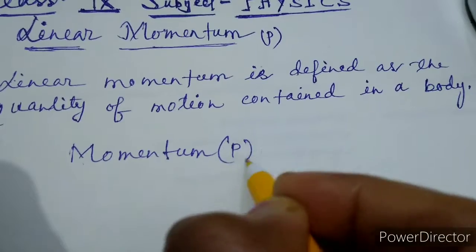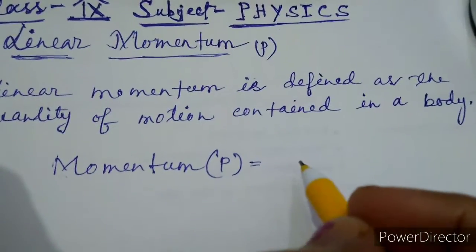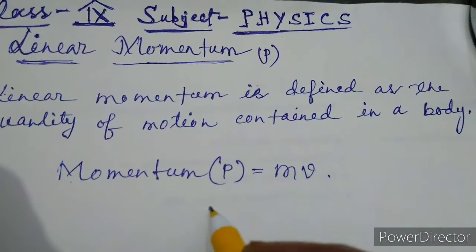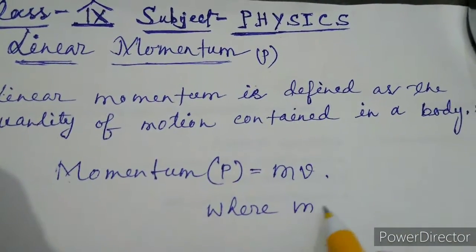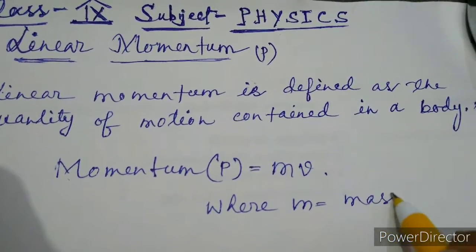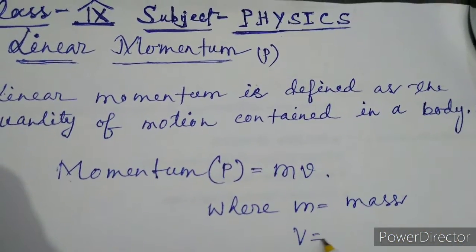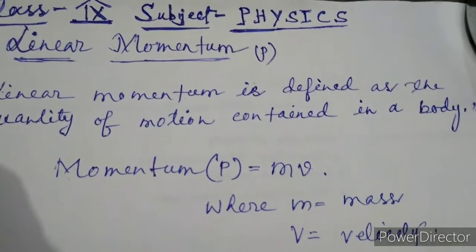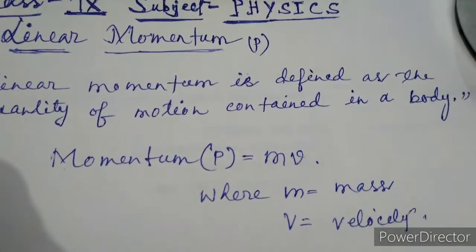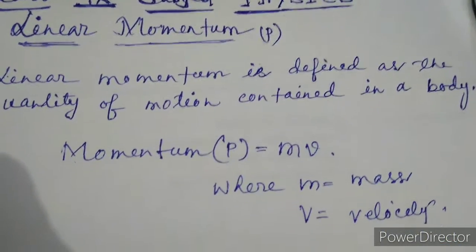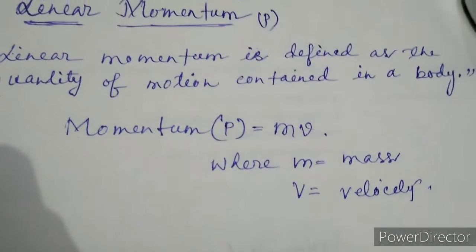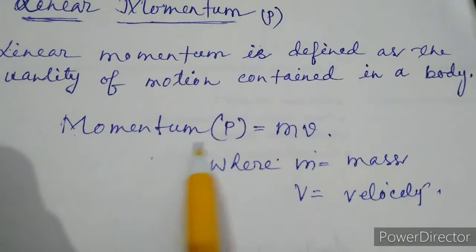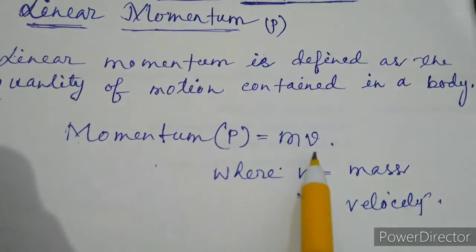Momentum is denoted by capital P, and this momentum P is equal to mv, where m is the mass of the body and v is the velocity of the body. So you can say that momentum is the product of mass and velocity. Simply you should know that momentum is the product of mass and velocity.